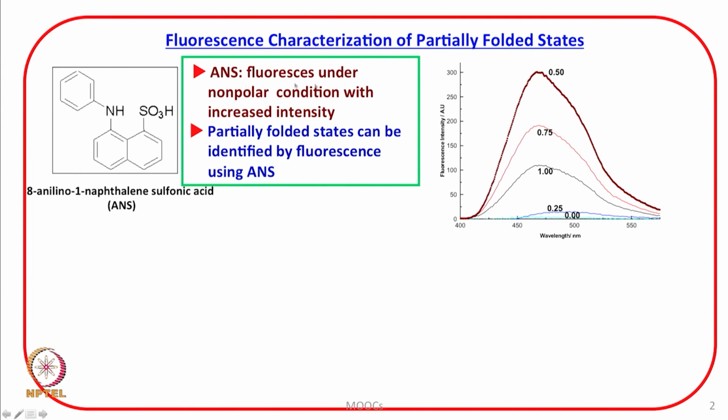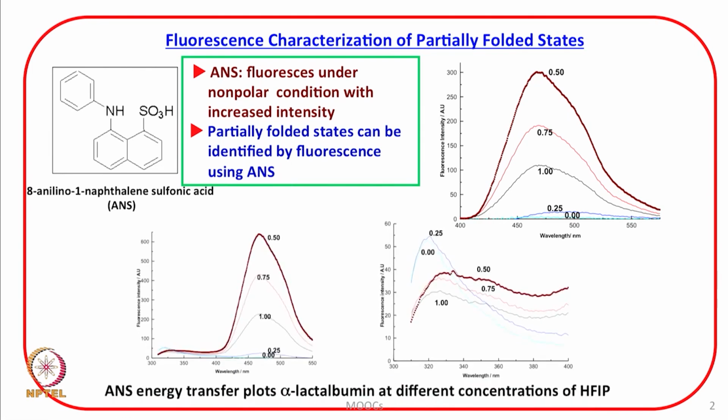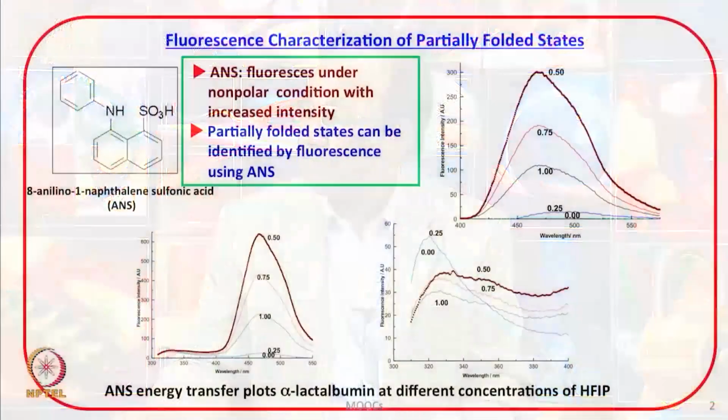And that is why the comments, if we re-look at the comments, ANS fluoresces under non-polar conditions with increased intensity, and partially folded states can be identified by fluorescence. So, not only that, the ANS energy transfer, because if the emission intensity or the wavelength at which the emission is observed overlaps with the absorbance, the energy transfer from some amino acid residues to ANS, if there is an overlap between the emission wavelength and the absorbance wavelength, the energy transfer can give information also about the conformation of a protein.